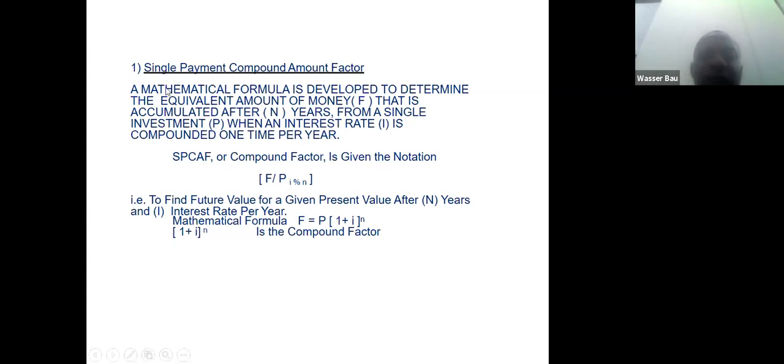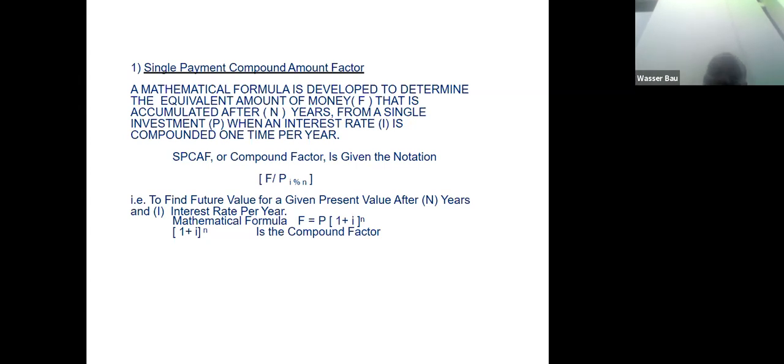So it's a single payment compound factor, SPCAF. We say a mathematical formula is developed to determine the equivalent amount of money, F, that is accumulated after n years from a single investment P, when an interest rate i is compounded 1 time per year.